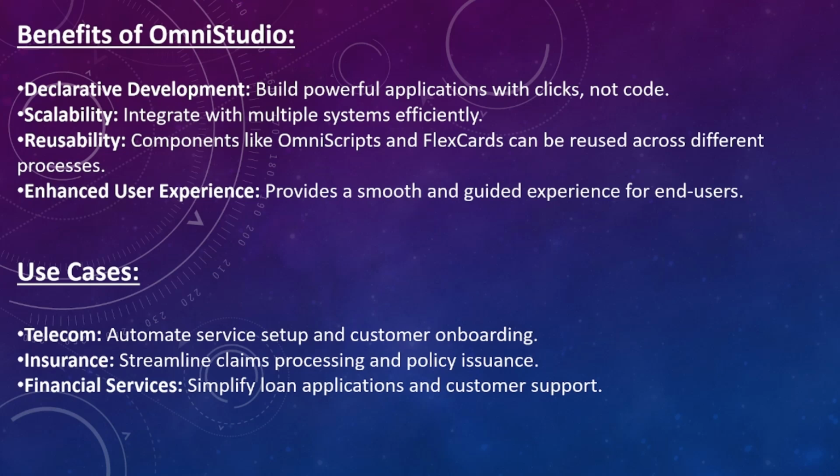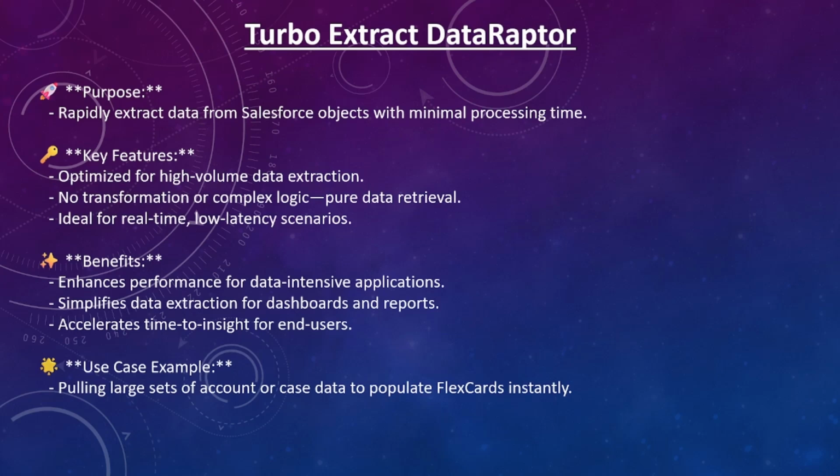Now, again, we have two types of data mappers, or I would rather call them data raptors. One is the normal data raptor, and another one is the data raptor turbo, or turbo data raptor. So what does the turbo data raptor do? First, turbo data raptors are again a kind of data raptor only. It is used to get the data from the Salesforce database.